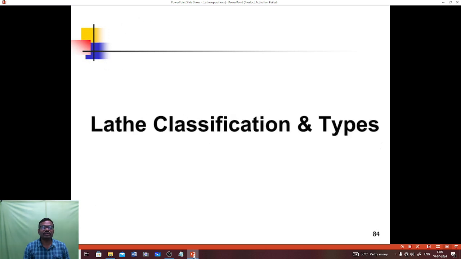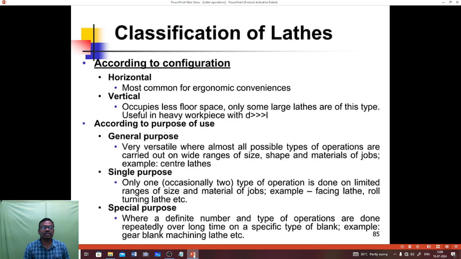Next we will see about lathe classification and types. According to configuration, lathes are classified as horizontal and vertical. According to purpose of use, they are classified as general purpose, single purpose and special purpose lathes.